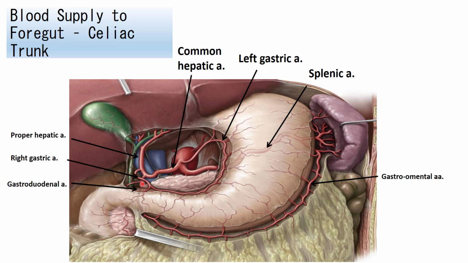The GDA, or gastroduodenal artery, also gives off another artery which has a long name. It's called the anterior superior and the posterior superior pancreatico-duodenal arteries, well, they will supply the head of the pancreas and the duodenum.